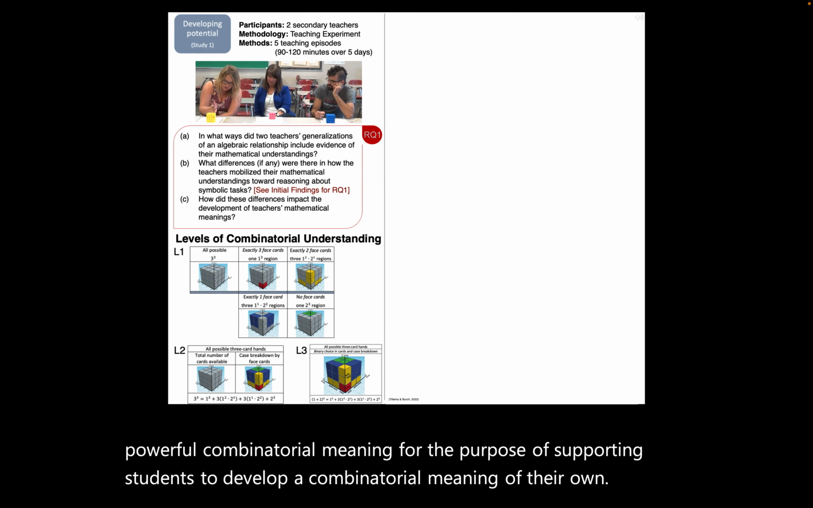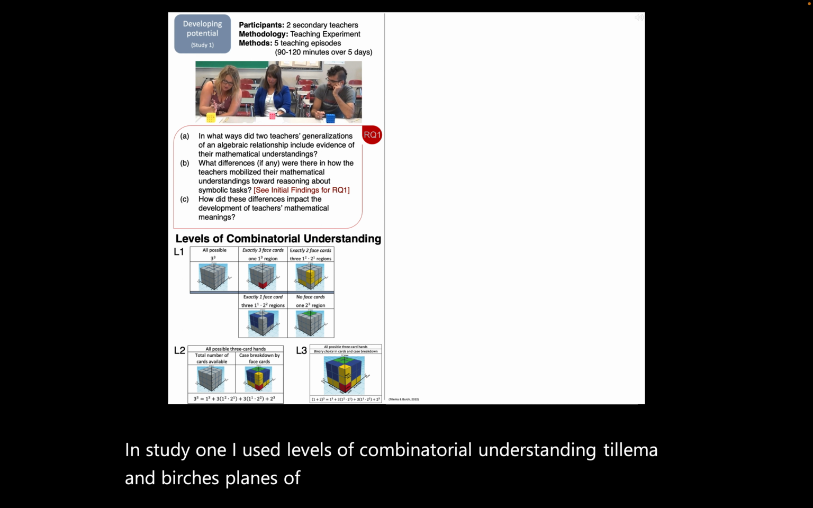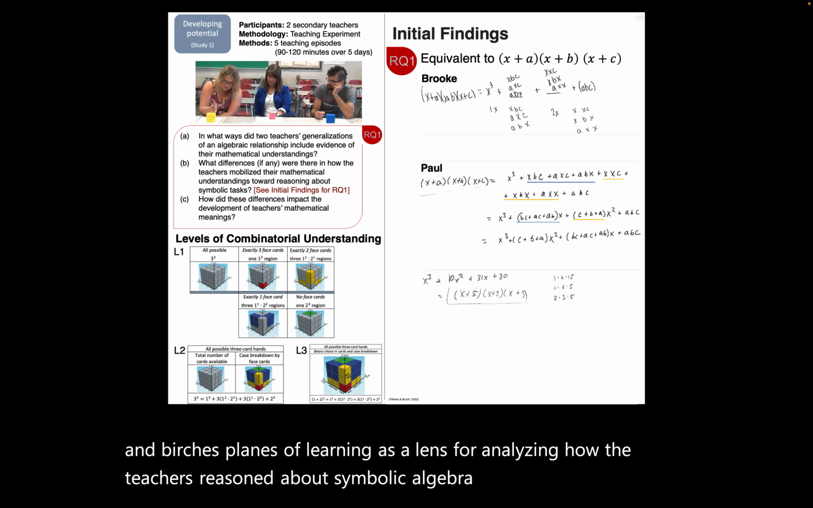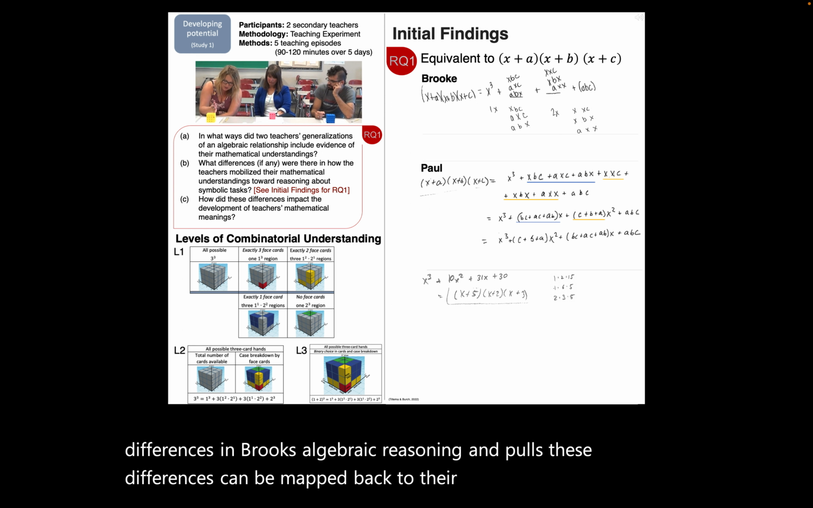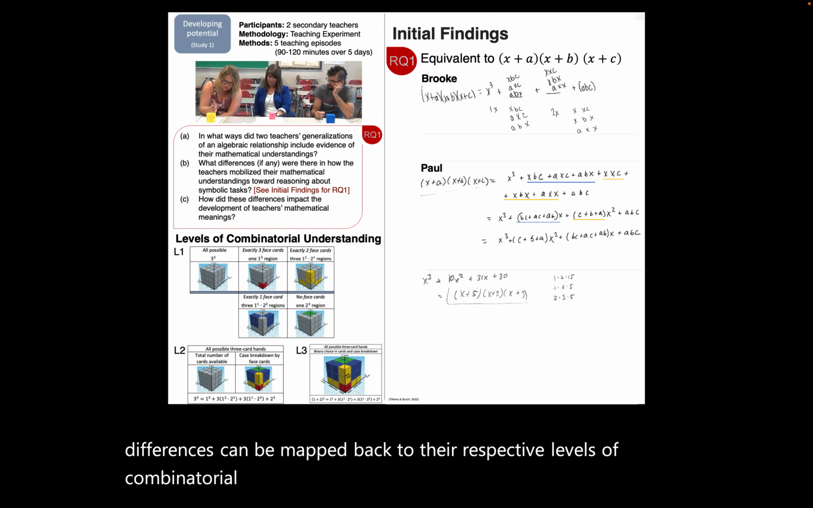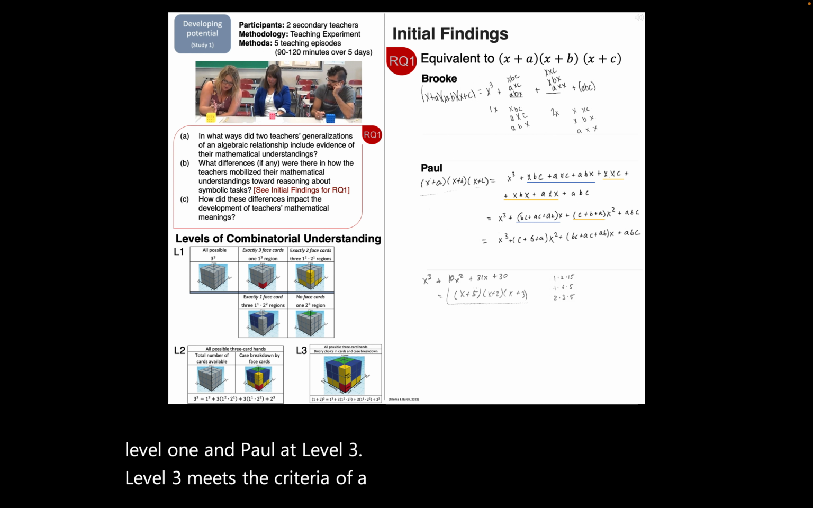In study 1, I used levels of combinatorial understanding, Tillema and Burch's planes of learning, as a lens for analyzing how the teachers reasoned about symbolic algebra tasks. There were distinct differences in Brooke's algebraic reasoning and Paul's. These differences can be mapped back to their respective levels of combinatorial understanding in quantitative contexts: Brooke at level 1 and Paul at level 3, where level 3 meets the criteria of a personally powerful mathematical meaning.